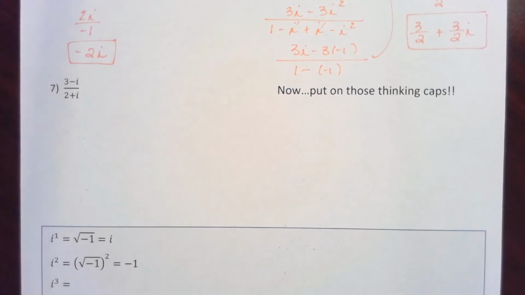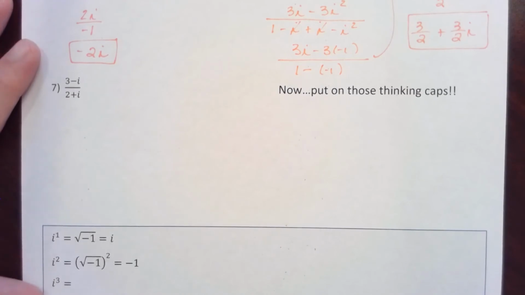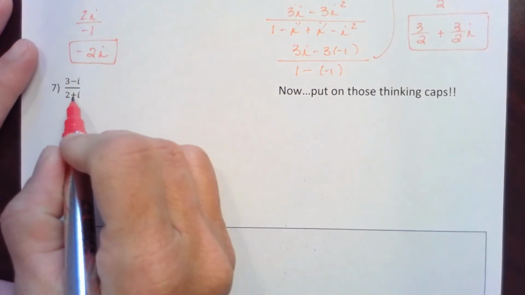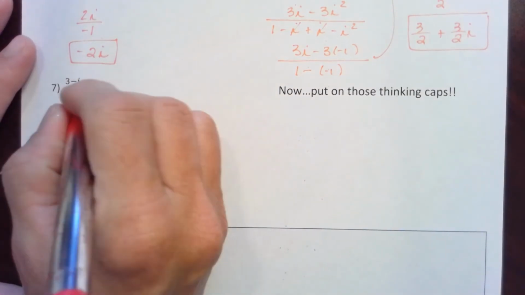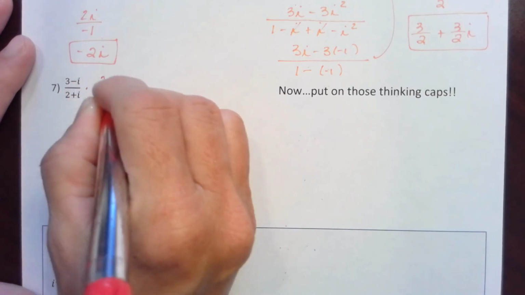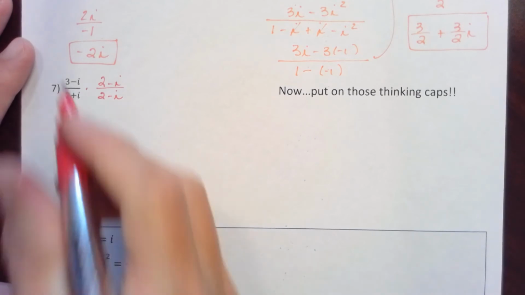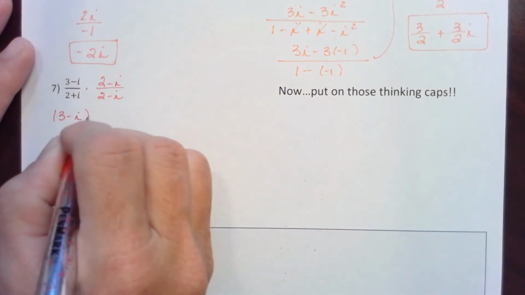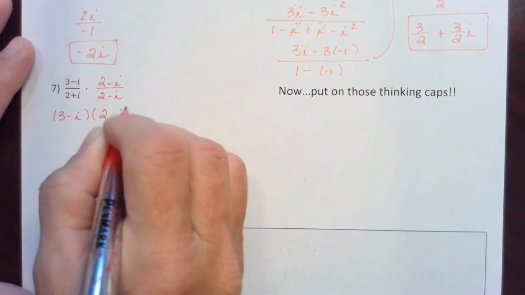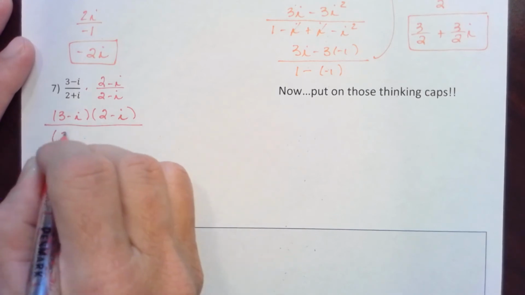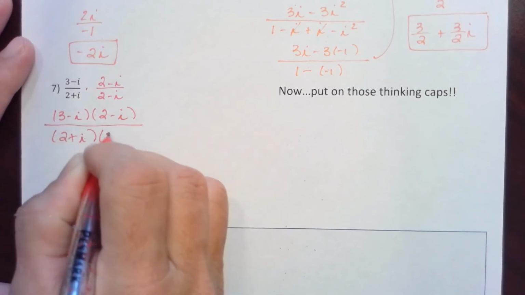Number 7 is like number 6. There's only a slight difference, but it's not too bad. We do have a complex number in the denominator, so we multiply by its conjugate, 2 minus i over 2 minus i. That's 3 minus i times 2 minus i, all over 2 plus i times 2 minus i.